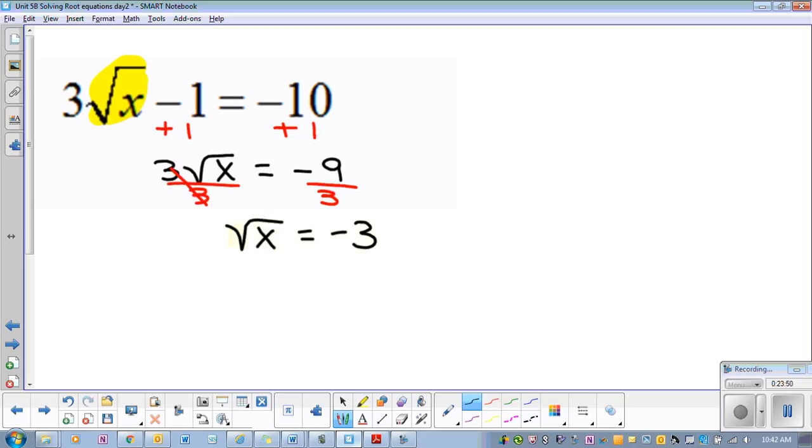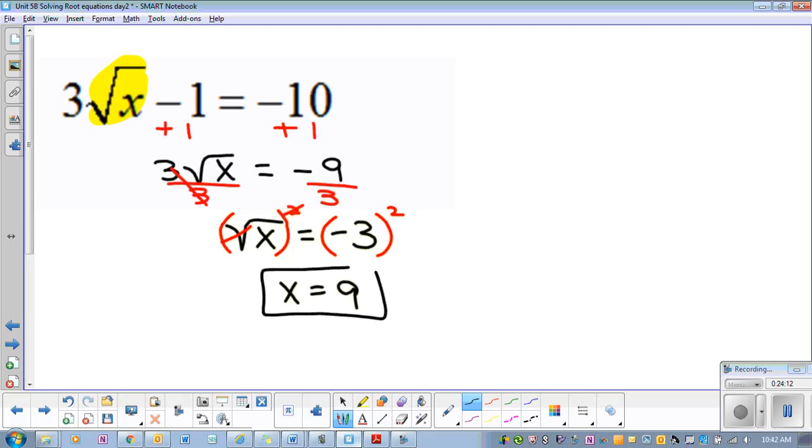How do you get rid of the square root? Good. You have to square it. Take it to the power of 2. Whatever you do to one side, you have to do to the other side, right? So then that goes away. Then you have x equals, what's negative 3 squared? 9. All right, so they say x equals 9. Let's check.